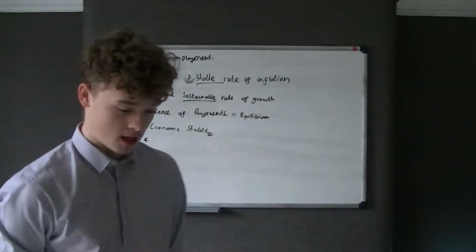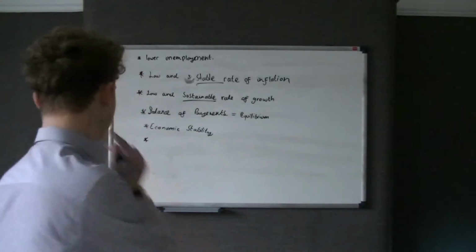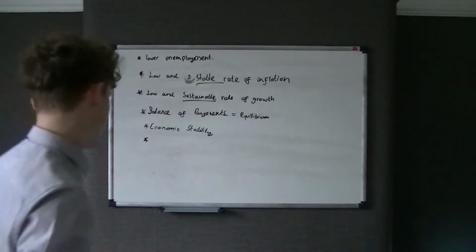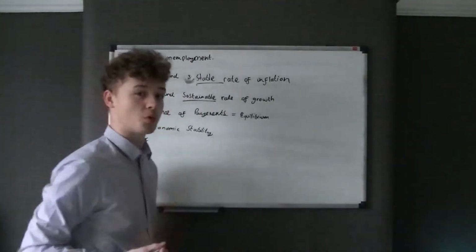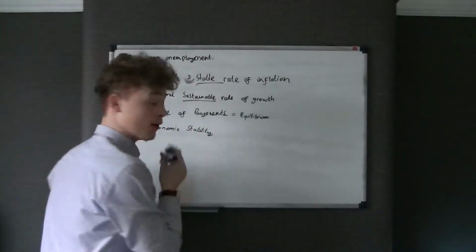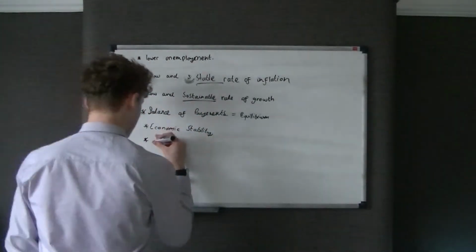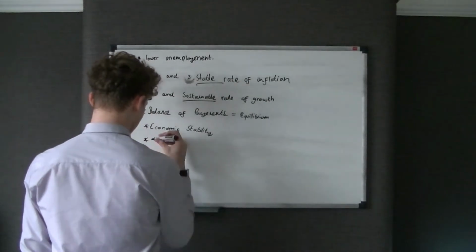Now, economic stability is, and I'll go over it in the economic cycle, avoiding boom and bust in the economy. As I said, I'll go into that in a later video, so you don't really need to worry about this for this tutorial. So we've got economic growth, and we also want an equal and even distribution of income.